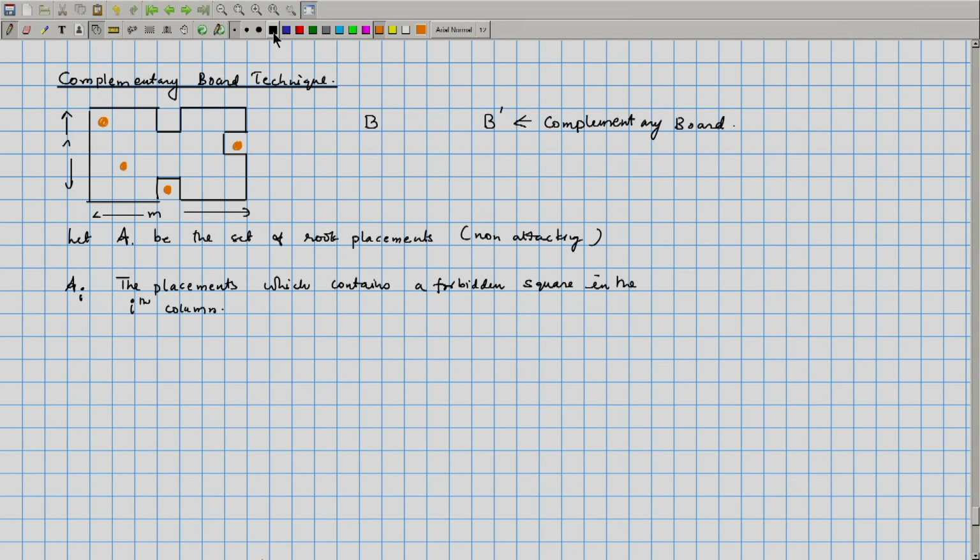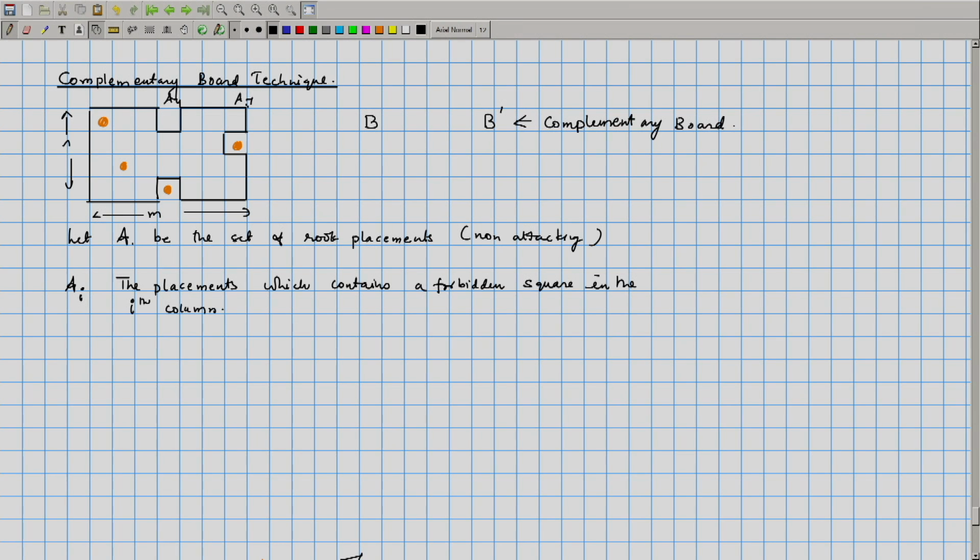So if we consider A4 and A7, this would be a placement which will belong to the set A4 and the set A7, because in the fourth column there is a forbidden square on which there is a rook, and in the seventh column also there is a forbidden square on which there is a rook.